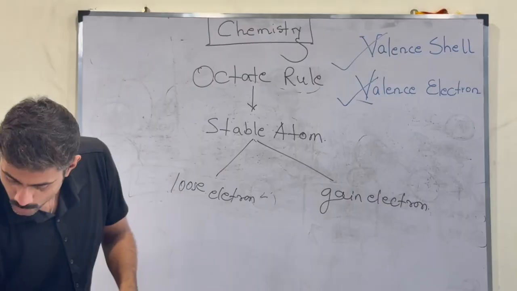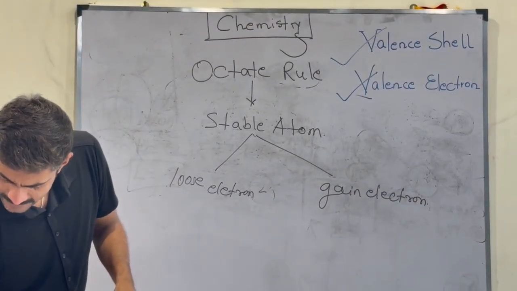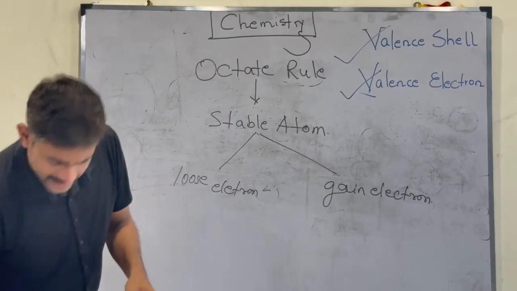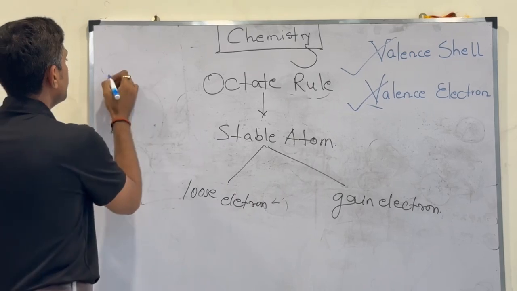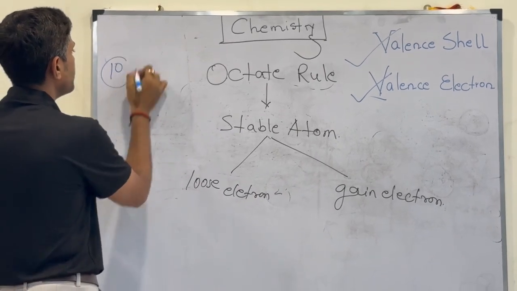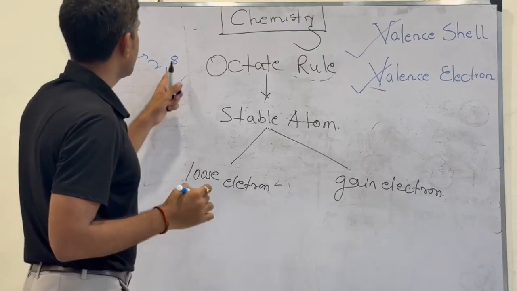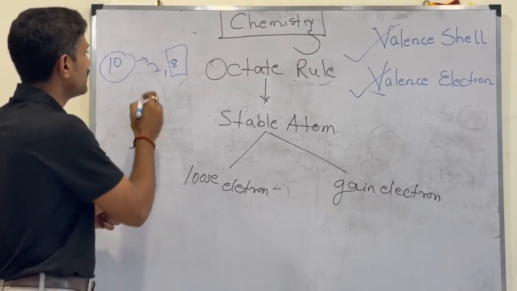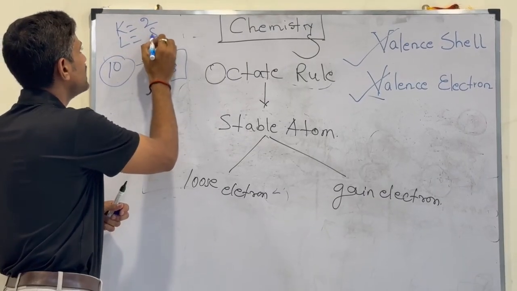Okay, let's go with that one. So let's do that example. Let me take the example of neon. Neon has atomic number 10, configuration 2, 8. Now, the outermost shell has 8. K will have a maximum of 2, L will have a maximum of 8.